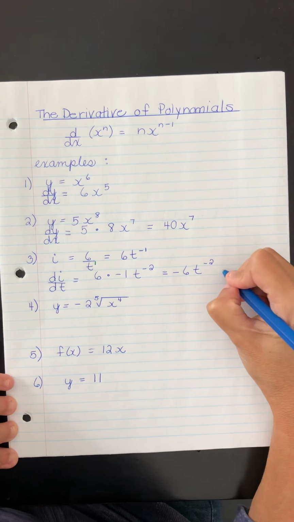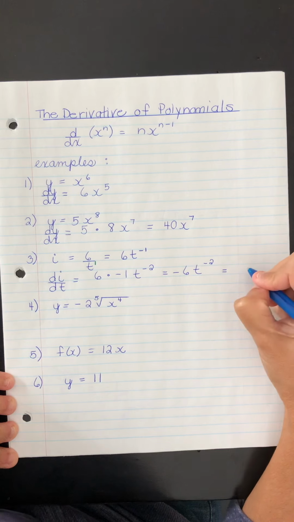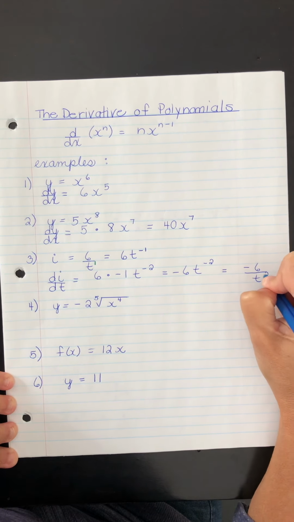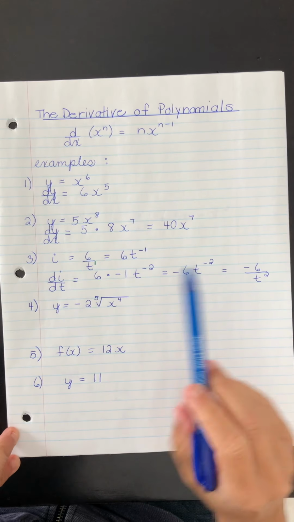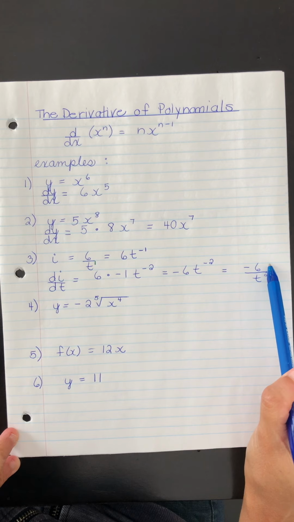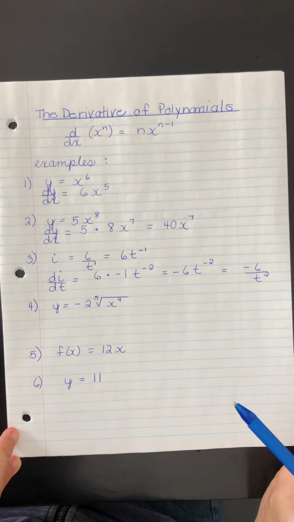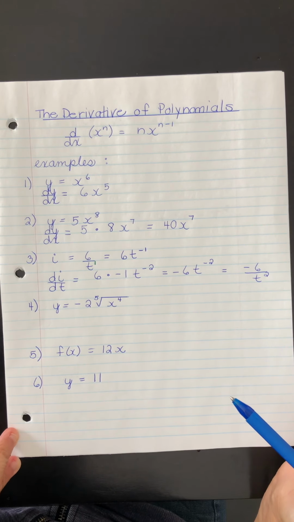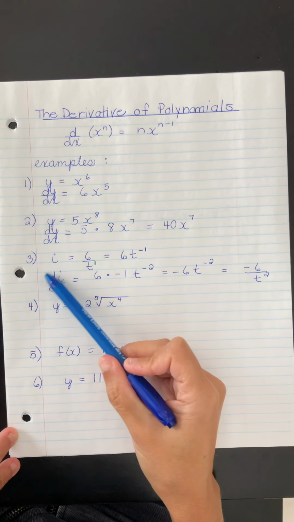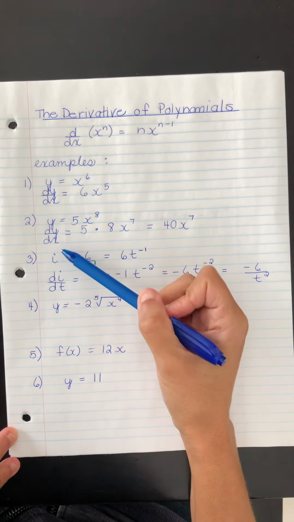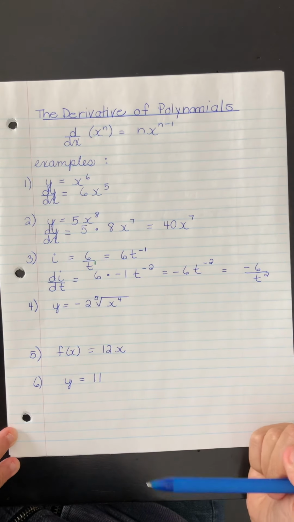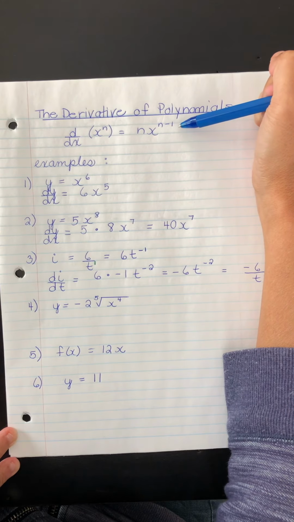And this can be rewritten negative 6 over t squared. So the original function 6 over t has a derivative equal to negative 6 over t squared. Okay, and again, it is important that we change the notation from I to di by dt at the moment this rule is applied.